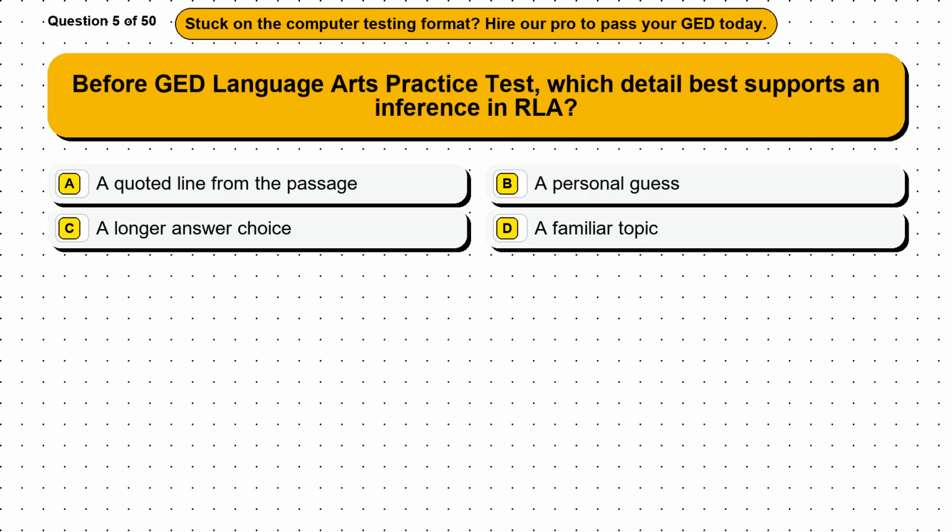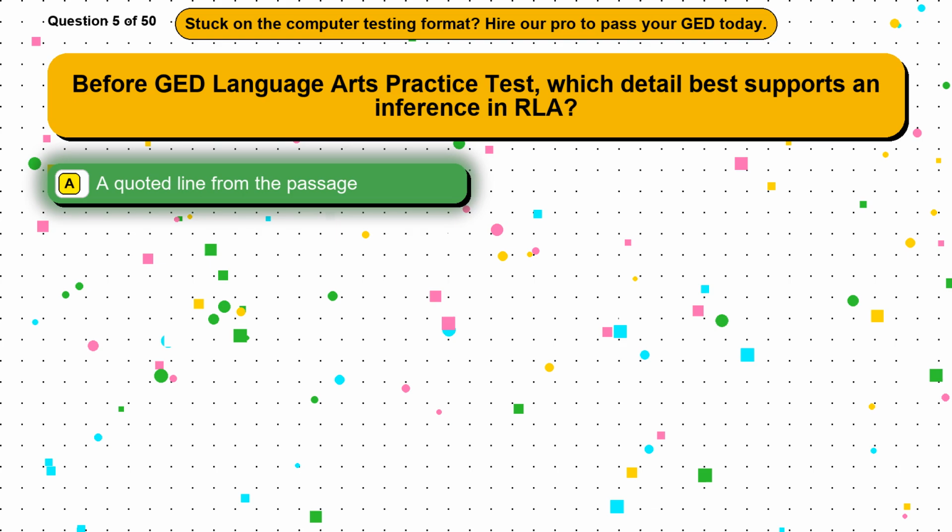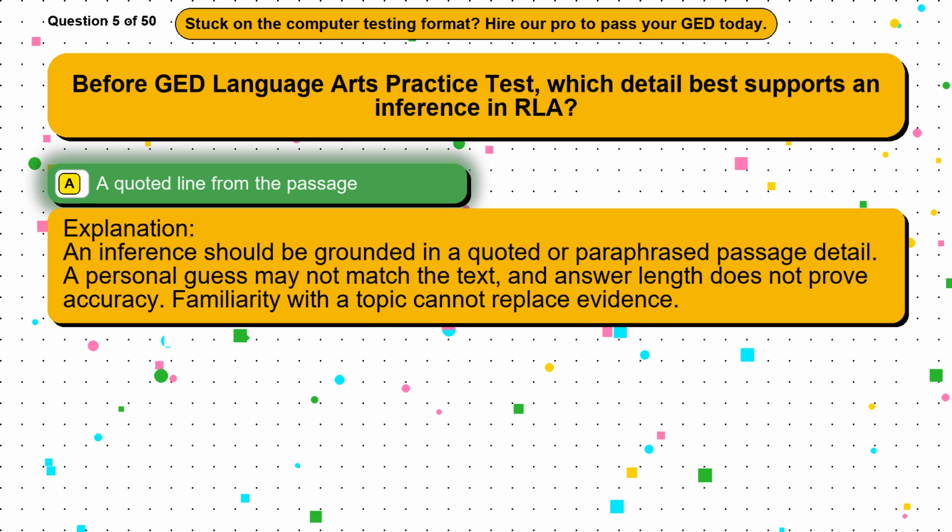Question 5. Before GED Language Arts Practice Test, which detail best supports an inference in RLA? Option A. A quoted line from the passage. Option B. A personal guess. Option C. A longer answer choice. Option D. A familiar topic. The correct answer is option A. A quoted line from the passage. An inference should be grounded in a quoted or paraphrased passage detail. A personal guess may not match the text, and answer length does not prove accuracy. Familiarity with a topic cannot replace evidence.